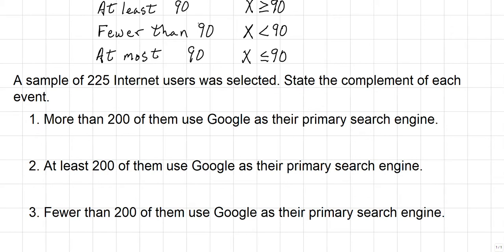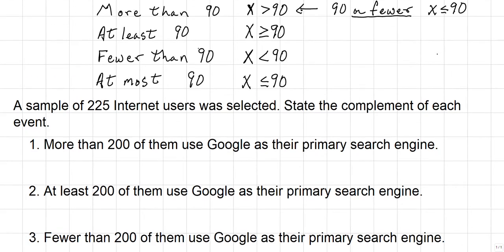Okay, a sample of 225 internet users was selected. State the complement of each event. Number one, more than 200 of them use Google as their primary search engine. Now, let's go back up here. You'll notice right here the more than, which means X is greater than 90. And I said that a complement would be 90 or fewer, or we could state at most 90. They mean the same thing.